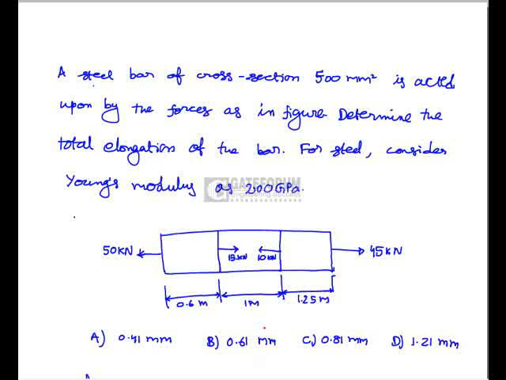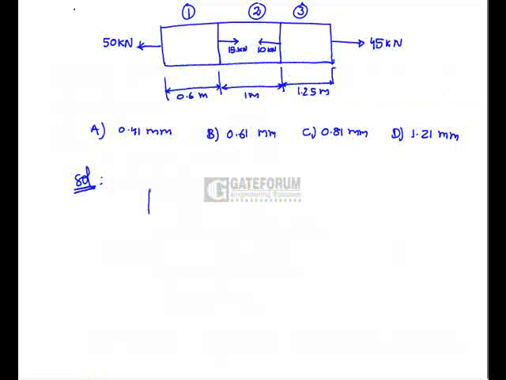So coming to the solution, here we have three sections in the bar. So consider each individual section and consider the forces acting on those sections. First, just divide this bar into three sections. Let us say this is 1 and this is 2 and this is 3. Either come from the right side, that is from section 3, or come from the left side, from section 1.